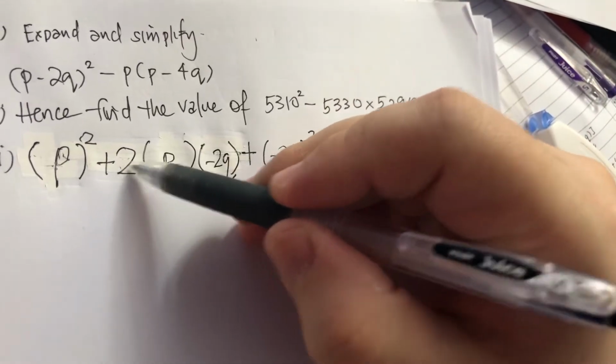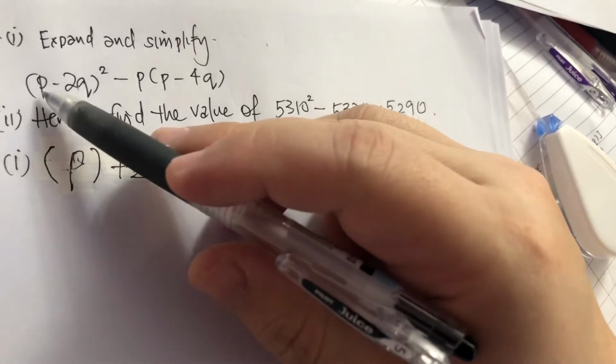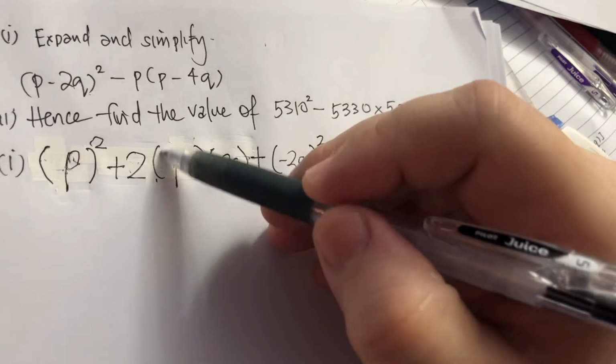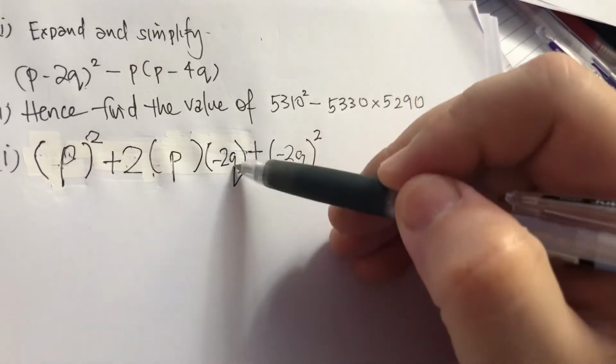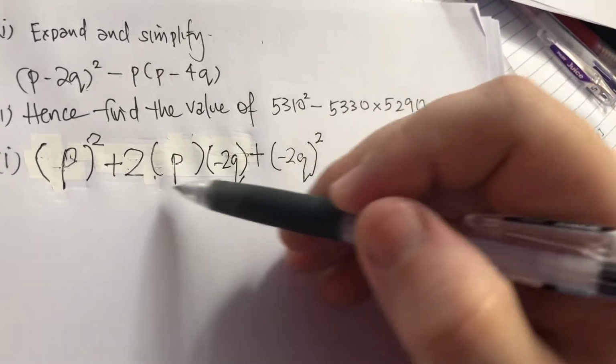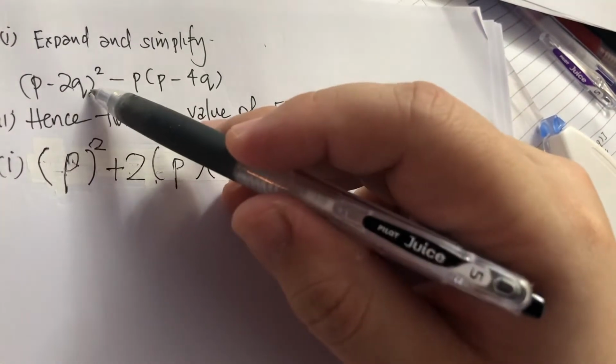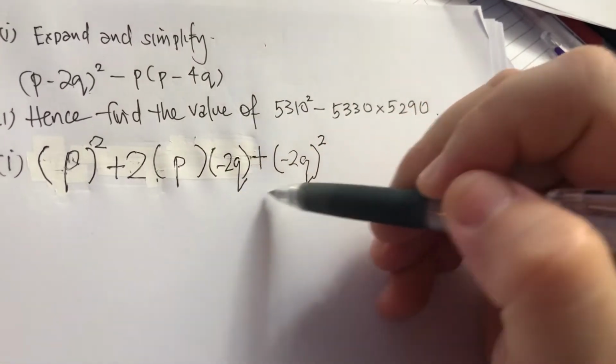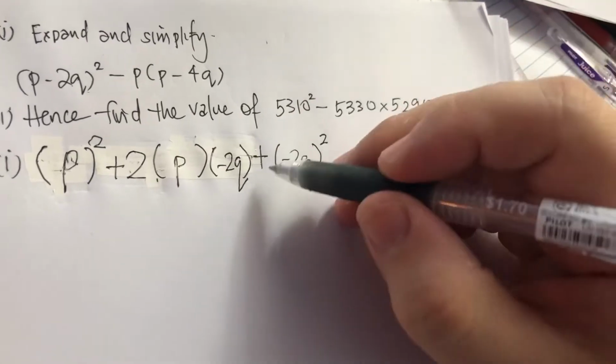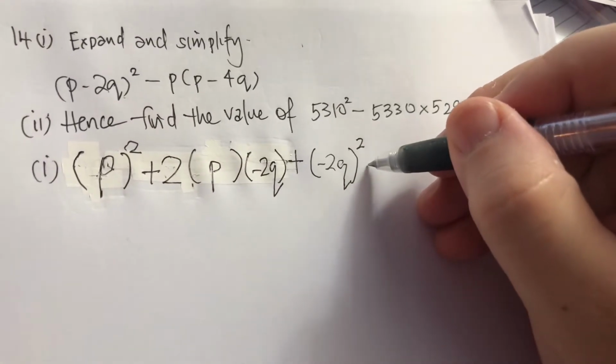Why must I put a 2 here? If you were to use the rainbow method, you will know why. This 2 is repeated twice. That's why I put a 2 here. If you're not familiar, never mind, just use the rainbow method. Okay, this is what we call the identity method. You will need this when you do Sec 3 mathematics.